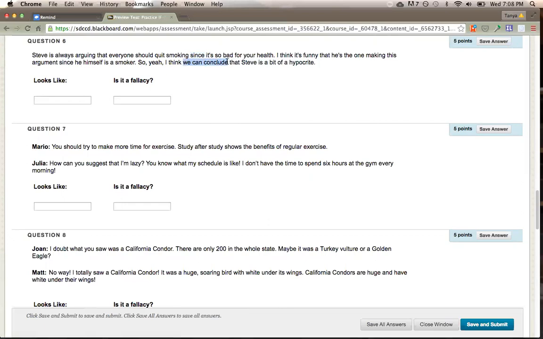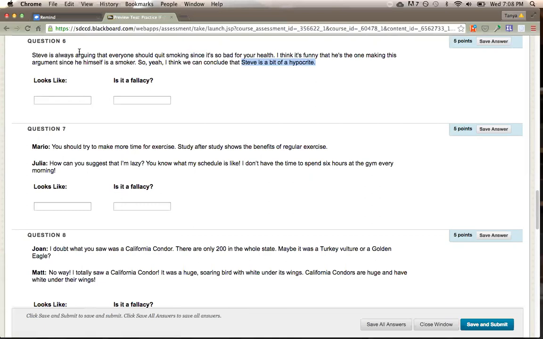So if I'm going to put this into standard form, my conclusion is that Steve is a bit of a hypocrite. And why do I think that? Well, he is always arguing about how bad smoking is for your health and gives that as a reason for quitting. And he himself is a smoker, therefore he's a bit of a hypocrite.